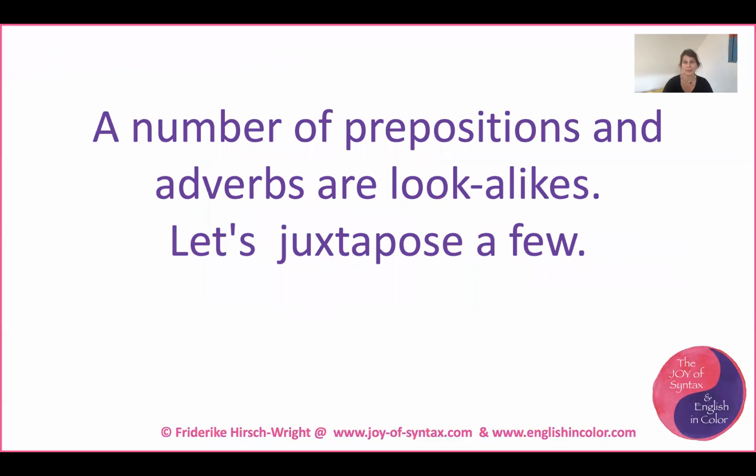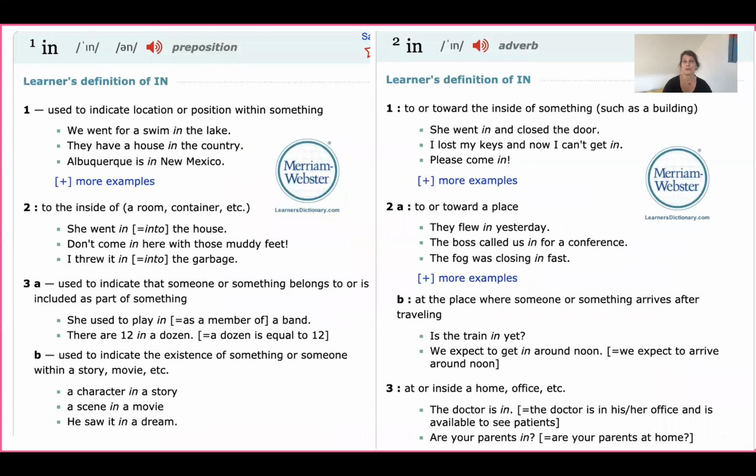Now, the problem is that prepositions and adverbs often look alike, but when you look at individual sentences, you can never confuse them. Let's see. If you go to Merriam-Webster's Learner's Dictionary, for instance, you will find an entry for in, and it will give you examples for each type of word class that in can belong to. And I juxtapose the excerpts from the entries for preposition and adverb. We went for a swim in the lake. She went in and closed the door. I used the first example in each section.